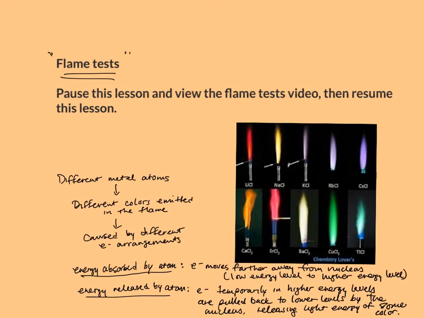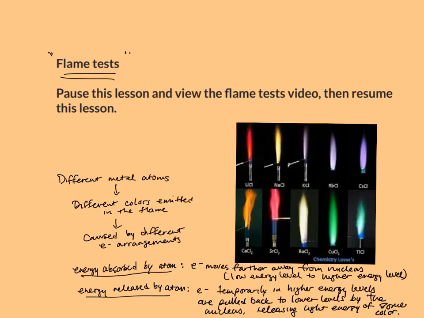So let's summarize what you observed in the flame test video. I hope you noticed the different metals release different colors in the flame. It's also interesting how she described the various safety aspects of performing flame tests. I, in fact, have heard of many flame test demonstrations that have gone horribly wrong and can be pretty dangerous. Anyway, that's another topic. So this is all caused by movement of electrons in the atoms.